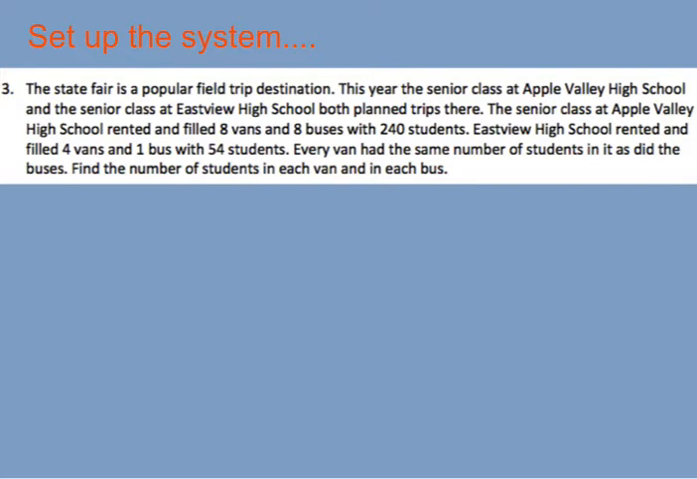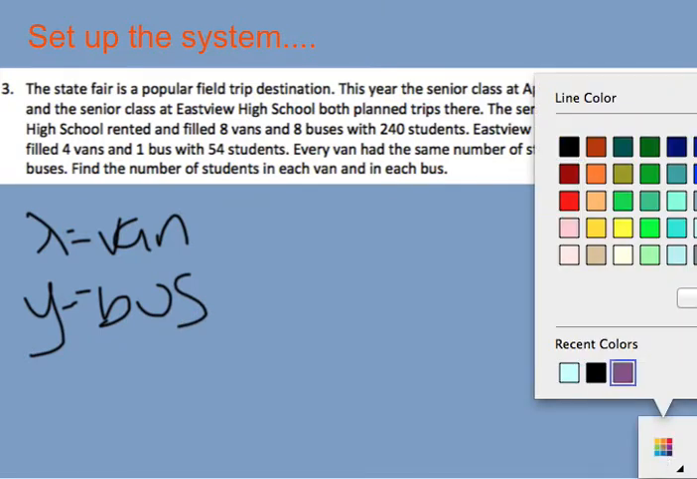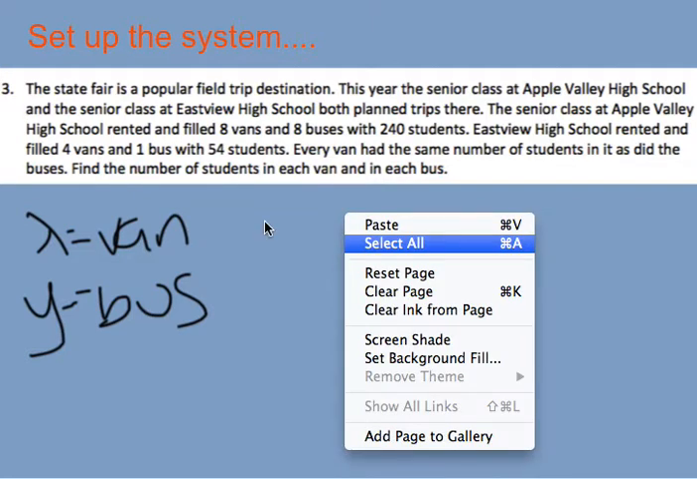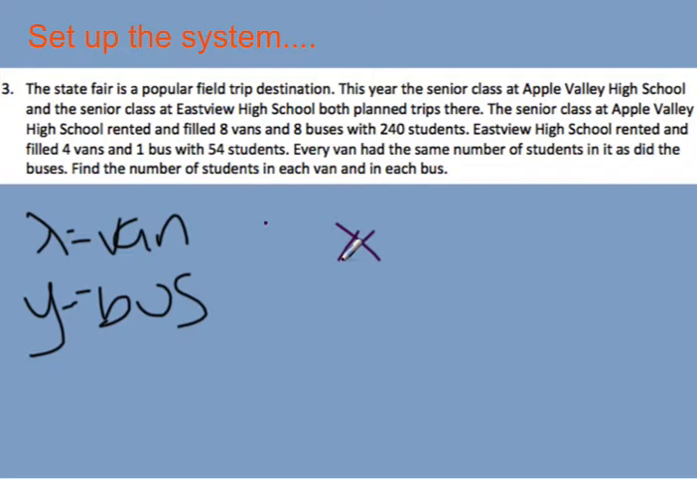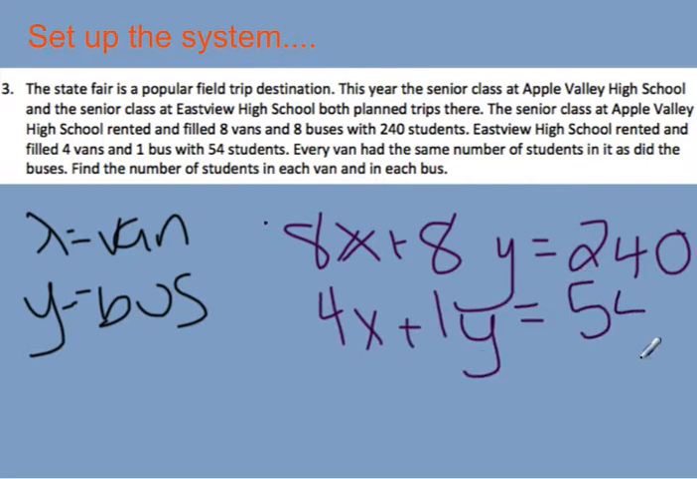So let's go ahead and look at that. We're going to let x represent the number of students that are in a van. We're going to let y represent the number of students that are in the bus. So the first thing I want to do is set up Apple Valley. For the x number of students in the van, I took 8 vans at Apple Valley. For the y number of students in a bus, I took 8 of them at Apple Valley, and that added up to 240 students. So then I rented and filled the 4 vans with x number of people and 1 bus with y number of people at Eastview, and that was only 54.